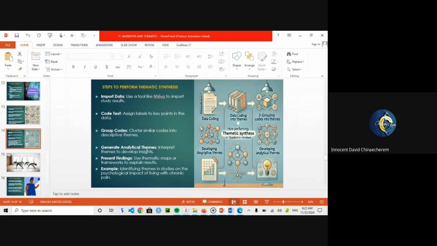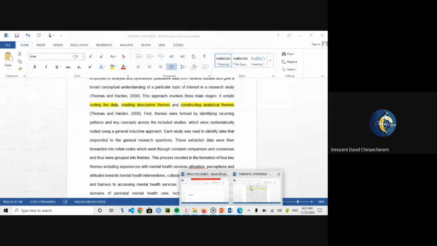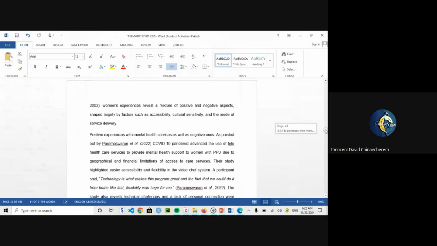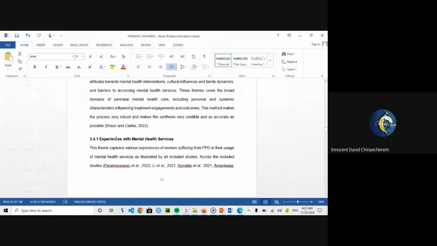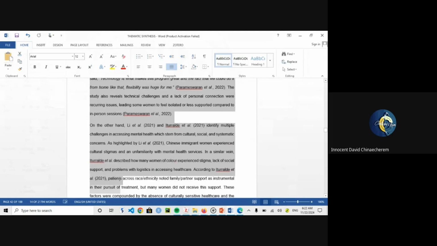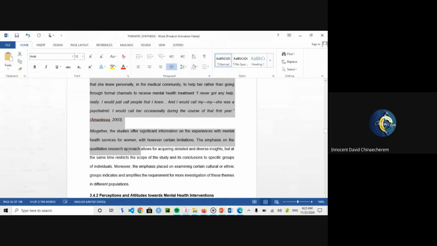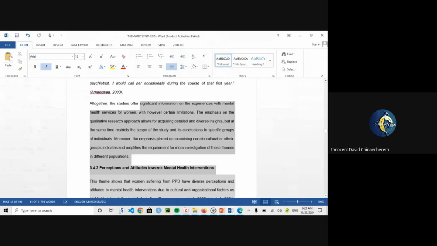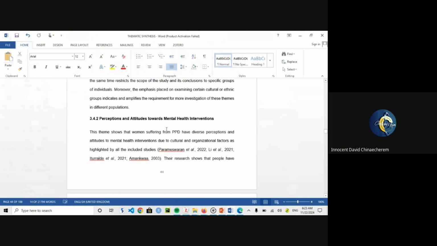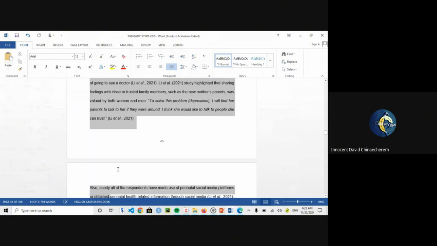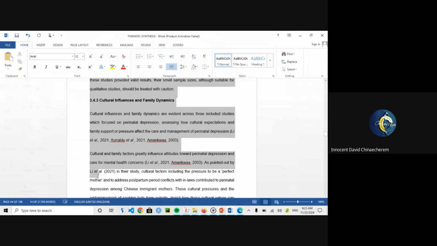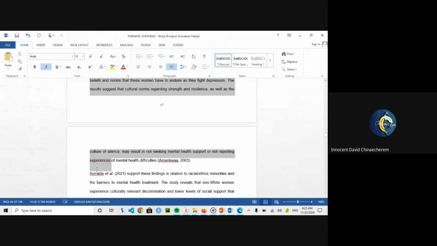Coding, we get our descriptive themes and we do our analytical themes. So that's just it. Now back to this. This is what the synthesis is going to look like. Then we have our first theme, which is experiences with mental health services, and we try to explain and draw insights on some of the participants' comments in our write-up. And we have the second theme here on perceptions and attitudes toward mental health interventions. And we have the third theme on cultural influences, and so forth and so on.